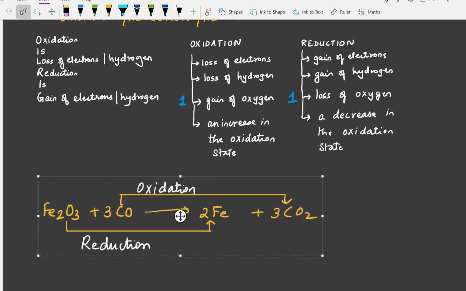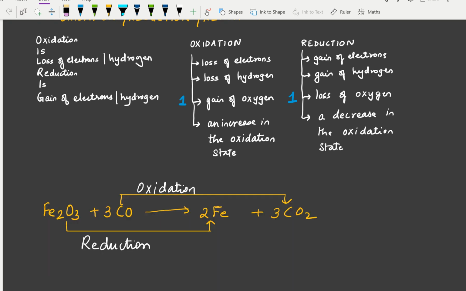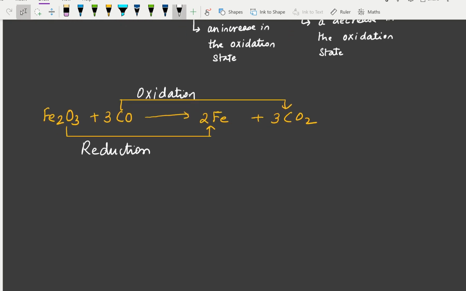Okay, cool. So now I'm going to take another example, about the, I can just take another color. Okay, reaction between copper oxide and magnesium. So when copper oxide and magnesium react, what are the products?